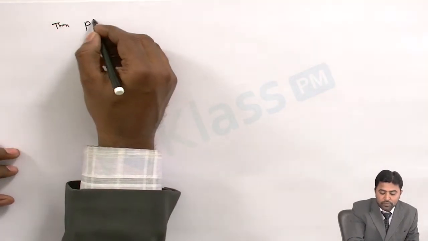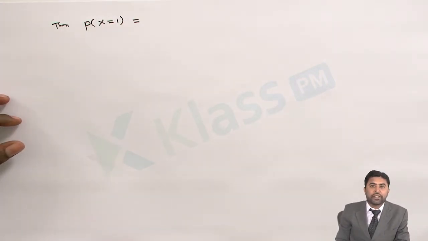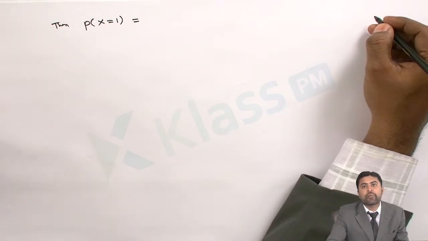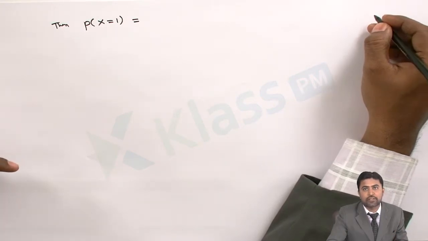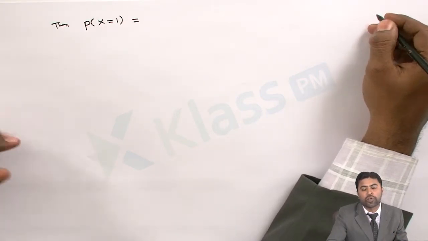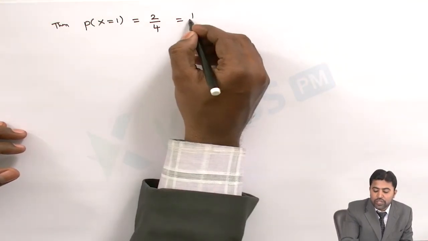Then P of X equal to 1. The chance for getting X equal to 1: in 2 cases we are getting one head, tail head and head tail. So out of 4 cases, we define the probability as favorable number of cases by total number of cases for the happening of the event E. How many are favorable for getting one head? 2 cases. How many are the total cases? 4. So the probability for getting one head is 2 by 4, which is equal to 1 by 2.